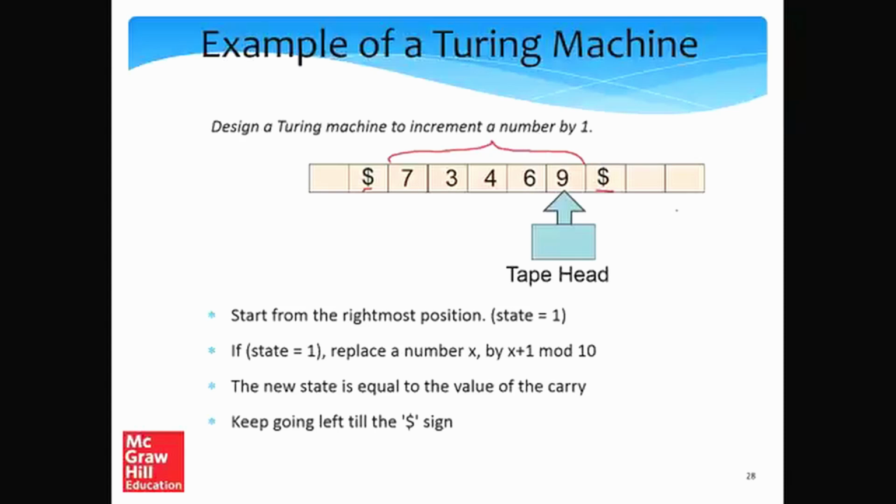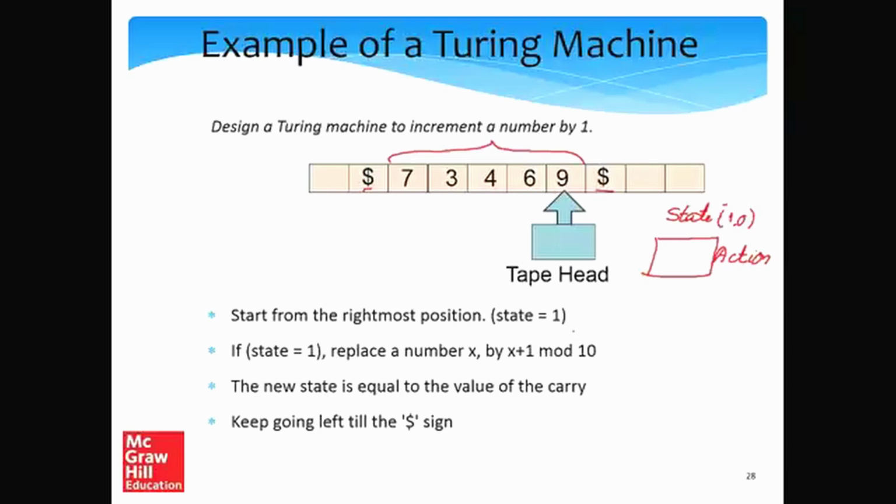So we need to figure out two things. One is what would be the states that we keep in the state register, and how do we construct the action table. Let's have two kinds of states, 1 and 0. The state 1 means that we need to add 1 to the current digit under the tape head. You can think of it as a carry, that 1 needs to be added, and 0 means that nothing needs to be added. So let's have only these two states, 1 and 0.